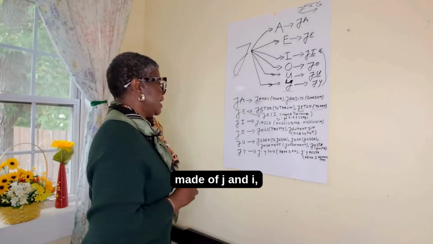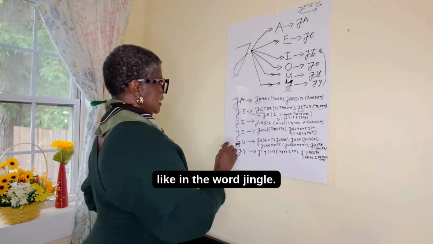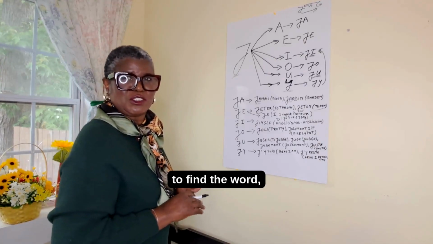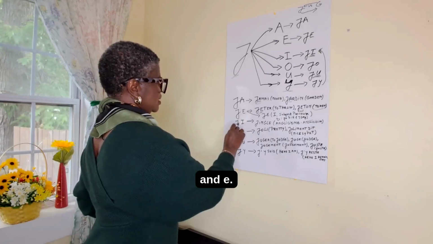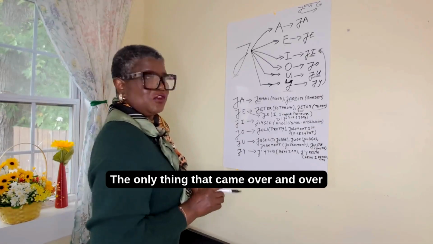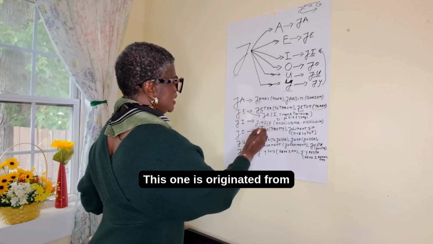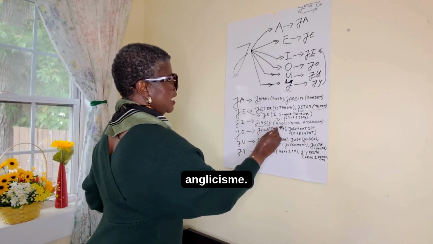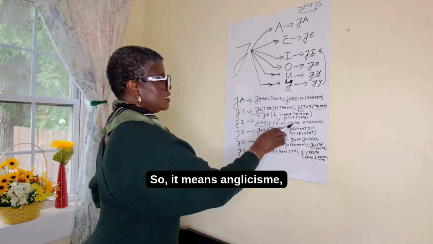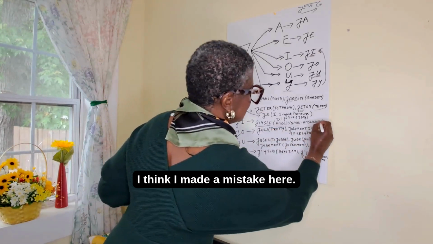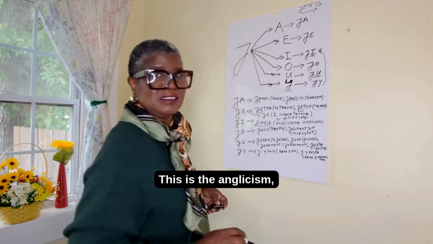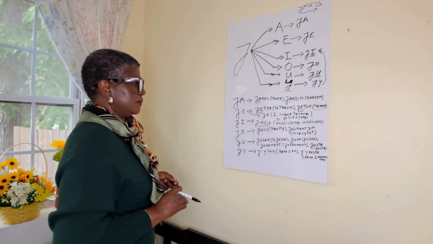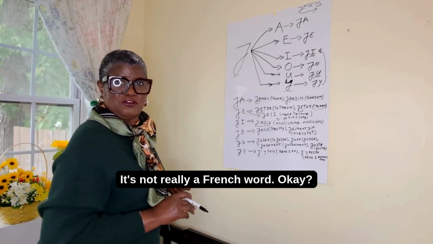And the sound J, made of J and E, like in the word jungle. Actually, I did my best effort to find a word with J and E. The only thing that came up over and over was this one. But this one originated from the English language. That's why I wrote it down here, Anglicism. This is the Anglicism, which means this is a word that comes from the English vocabulary. It's not really a French word, okay?